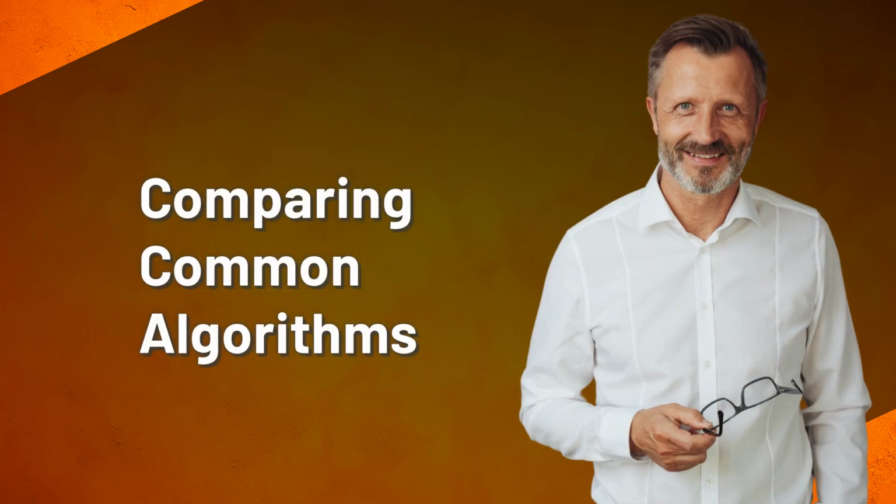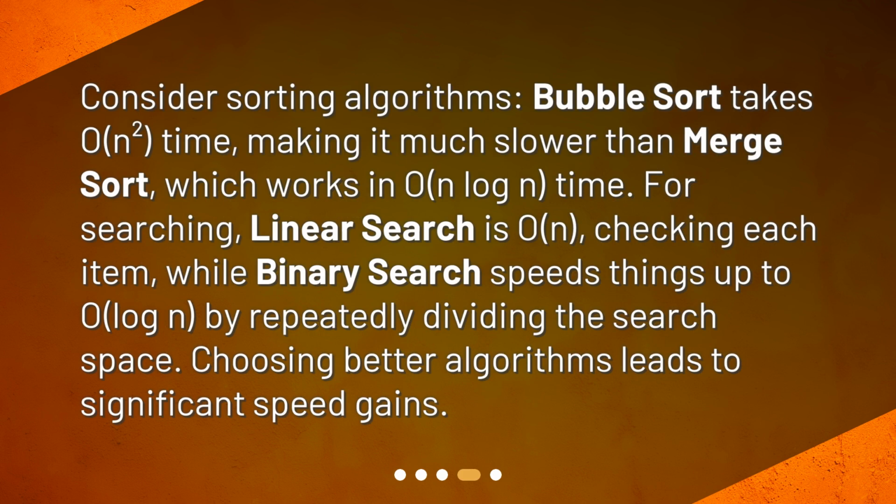Comparing common algorithms. Consider sorting algorithms. Bubble sort takes O(n²) time, making it much slower than merge sort, which works in O(n log n) time. For searching, linear search is O(n), checking each item, while binary search speeds things up to O(log n) by repeatedly dividing the search space. Choosing better algorithms leads to significant speed gains.